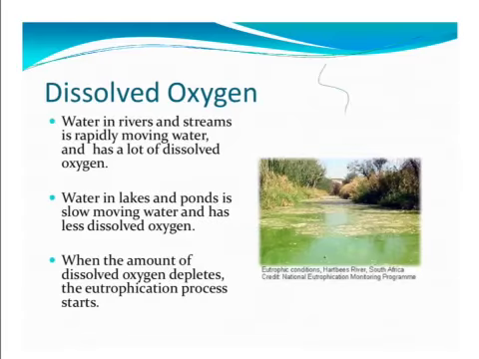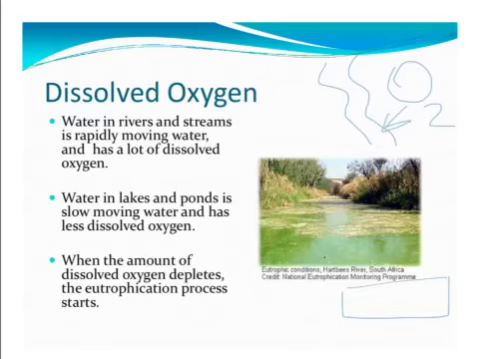Now, rivers and streams are rapidly moving water and always in contact with the atmosphere, and that's where the oxygen is located. So somehow this oxygen will find a way to dissolve in that water. Now, the water in lakes and ponds is slowly moving water, and only the surface area of the lakes and ponds is in contact with the atmosphere where the oxygen is located. That's why the amount of dissolved oxygen in lakes and ponds is less than the amount of dissolved oxygen in rivers and streams.